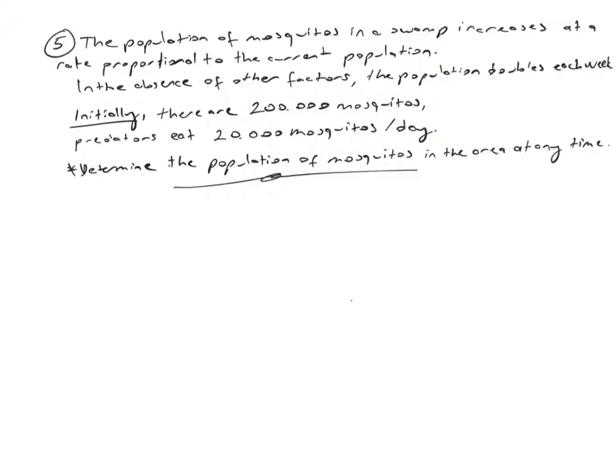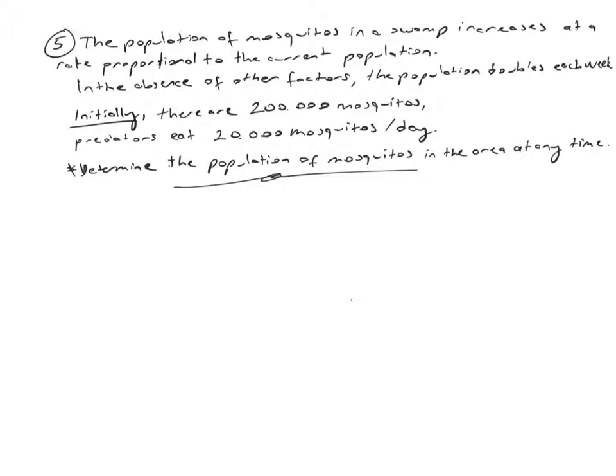152,695. The population of mosquitoes in a swamp increases at a rate proportional to the current population. In the absence of other factors such as predators or the lack of food or space, the population doubles each week. Initially, there are 200,000 mosquitoes. Predators eat 20,000 mosquitoes per day. Determine the population of mosquitoes in the area at any time.